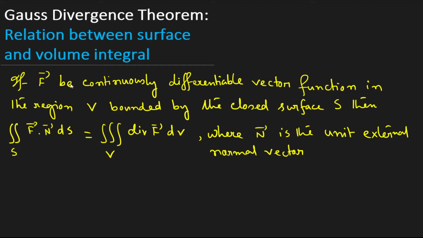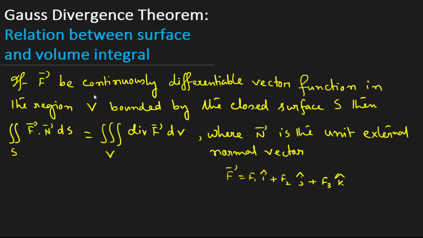Okay, now let us see what the statement is. If capital F bar is a continuously differentiable vector function, suppose capital F bar is F1 i cap, F2 j cap, and F3 k cap. So F1, F2, F3 are components of capital F bar along the x-axis, y-axis and z-axis. These are all continuous and their partial derivatives exist. Then we say that this whole function is a continuously differentiable vector function.